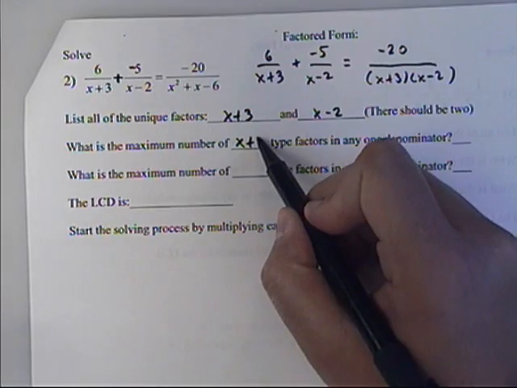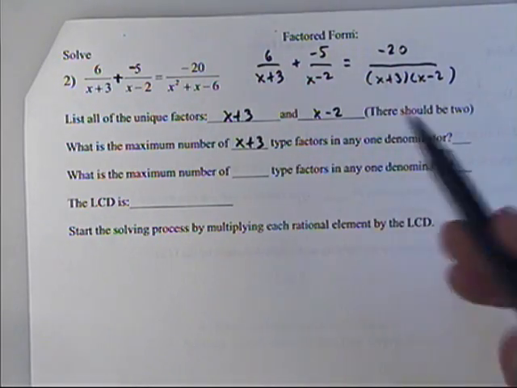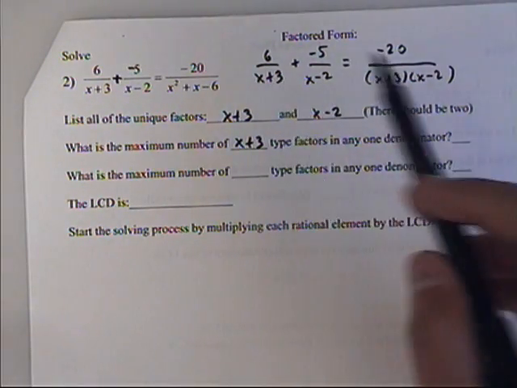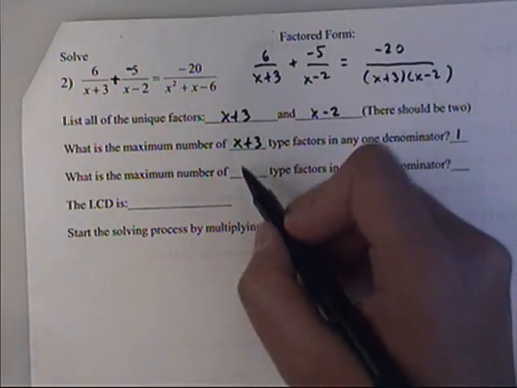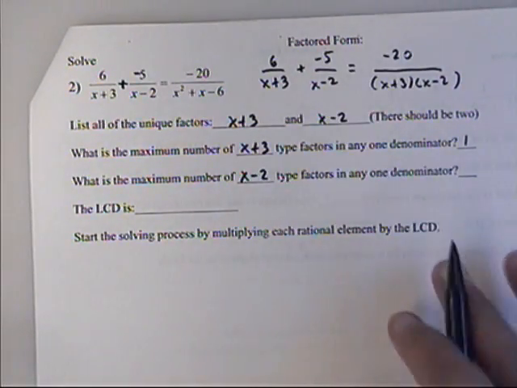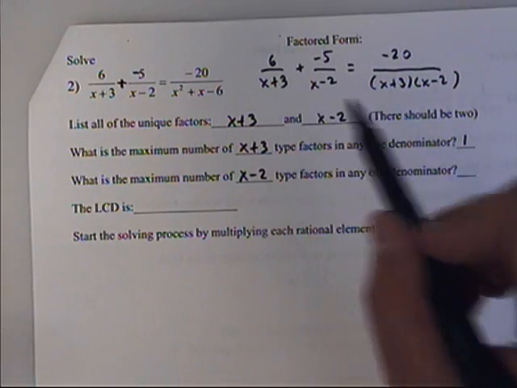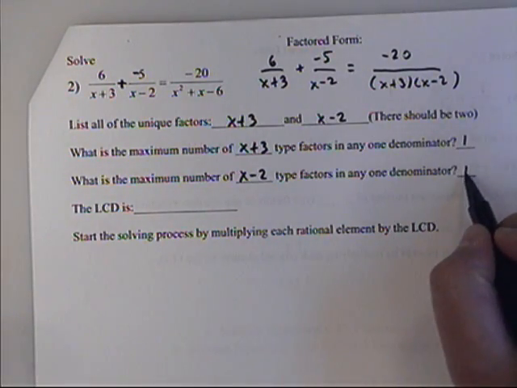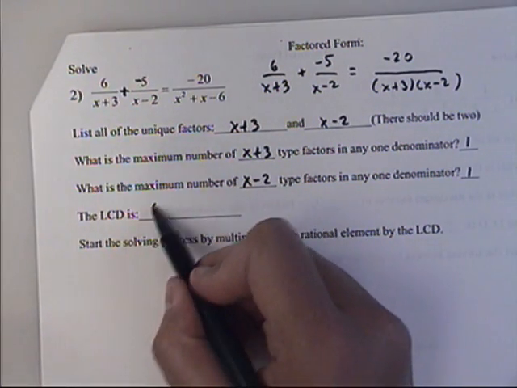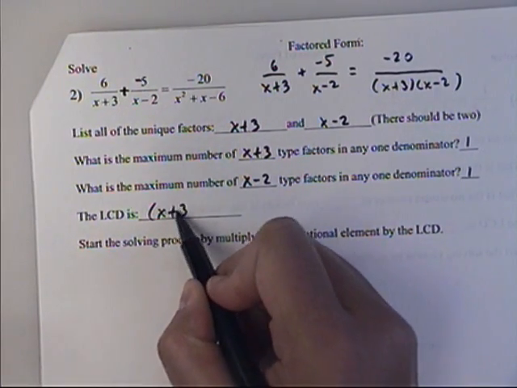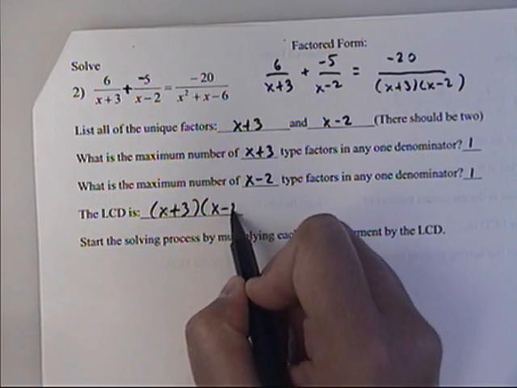What's the maximum number of x plus 3's I would have in any one term? I have one here, and I have one here, so just one. What's the maximum number of x minus 2's that I would have in any one denominator? Well, I've got one there and one there, so just one. So I have one of these and one of these in my least common denominator. So my least common denominator is x plus 3 times x minus 2.